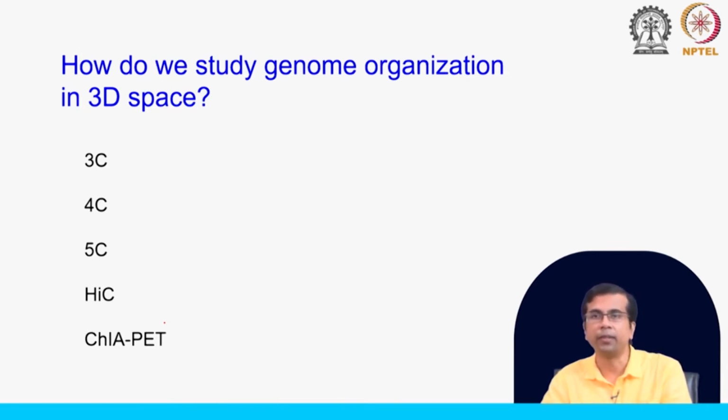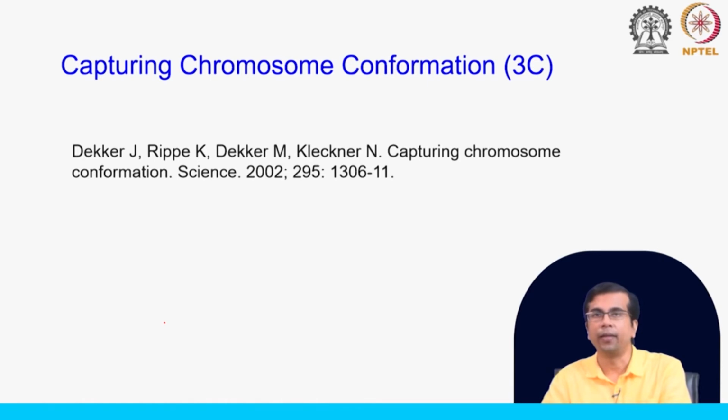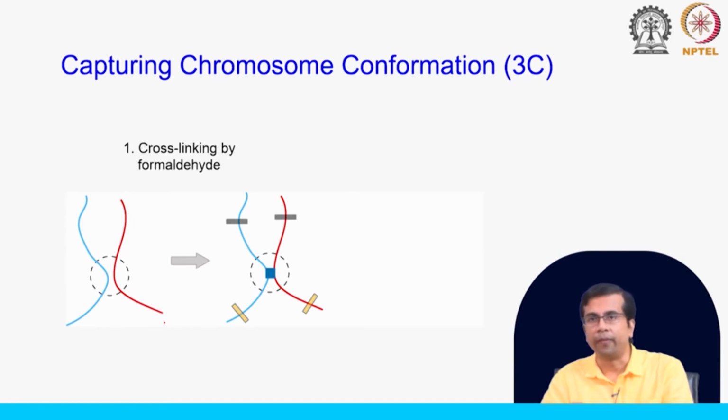So, 3C is the first method that was devised to study this 3-dimensional genome configuration. The full form of 3C is chromosome conformation capture, and this is the reference paper that appeared in 2002. Very briefly, we will discuss the steps, how this works, and then we will look at the different 3C-derived methods, 4C, 5C and Hi-C, and we will talk about their advantages and disadvantages, and finally, we will talk about the ChIA-PET method.